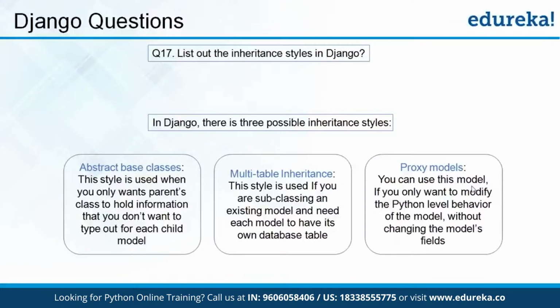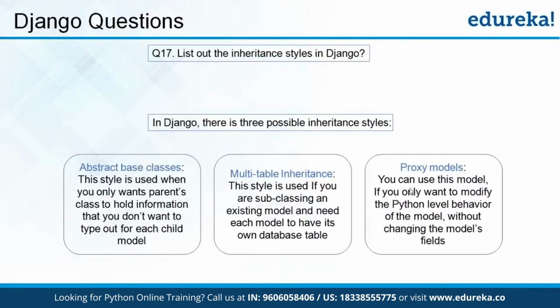Now, what are proxy models? You can use this model if you want to modify the Python level behavior without changing the model's fields. You can create a proxy of the existing class. A model defines a particular table. Now you want to make changes to the behavior of the table, and you have different behaviors for that table. You can just create proxy models for that. By doing proxy models, you can have multiple behaviors.